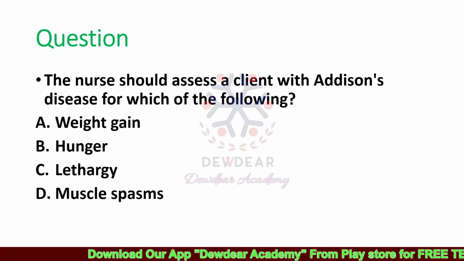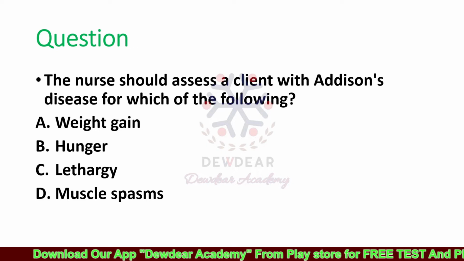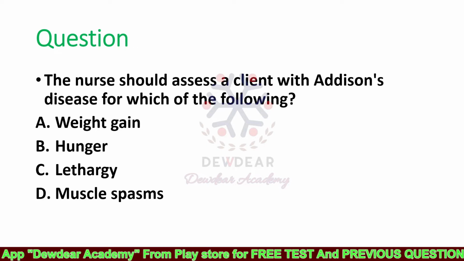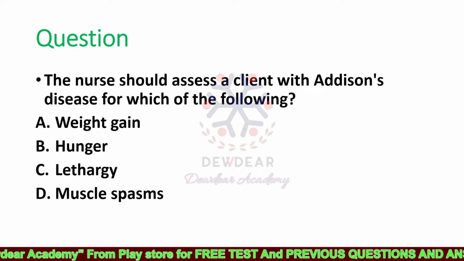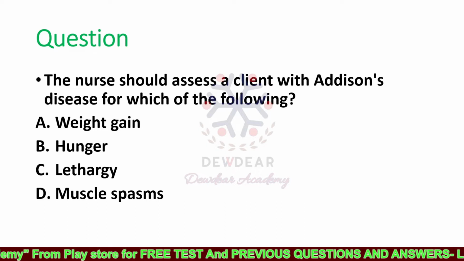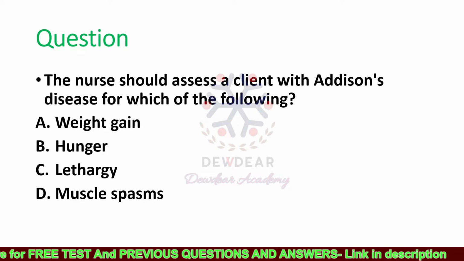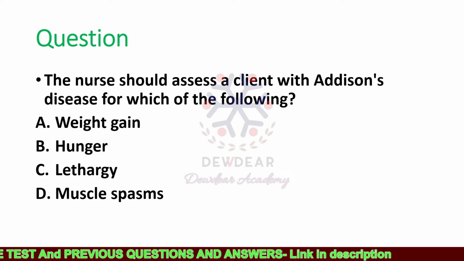The nurse should assess a client with Addison's disease for which of the following? Options: weight gain, hunger, lethargy, muscle spasms. So here we should know what is Addison's disease and the clinical manifestations. Then only you will be able to answer this type of question. So what is Addison's disease?